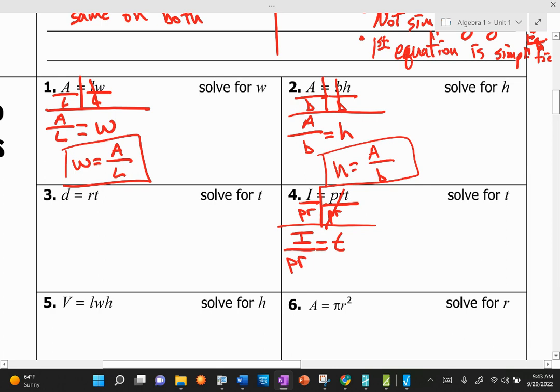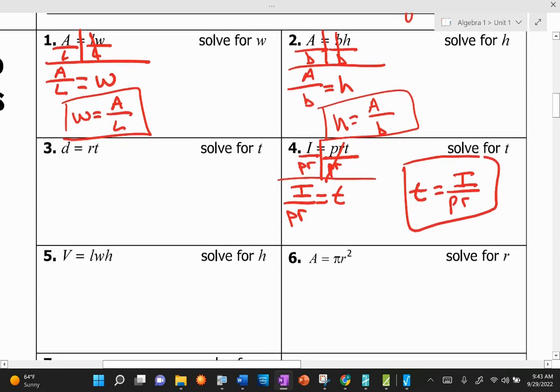And then you have interest over principal. I said percentage. It should be principal, actually. So you've got T equals I over PR. And earlier I said P stands for percentage. It's principal amount. And I apologize for giving you the wrong information. I would like for you to try number 5 and number 6.